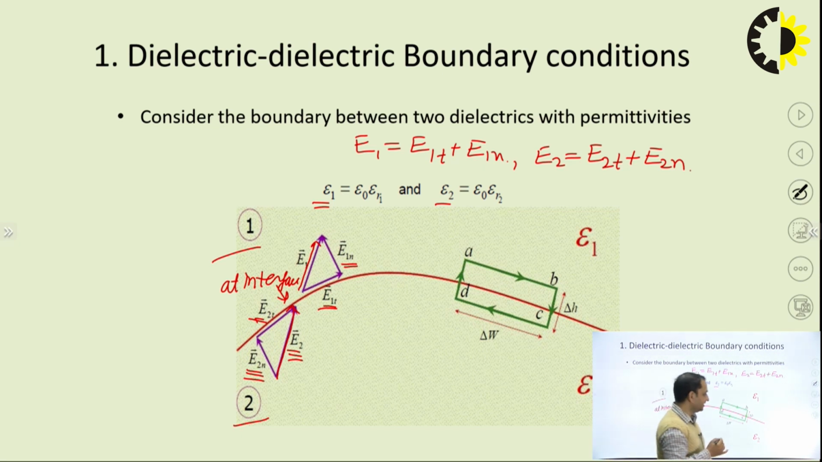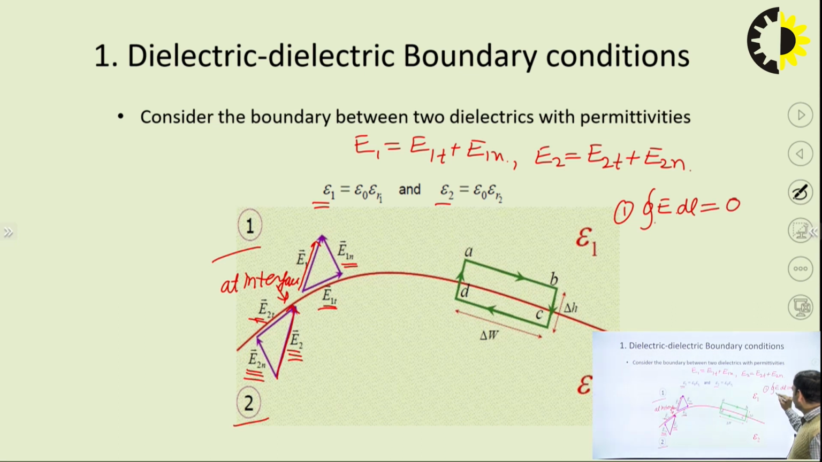Now, next, we want the boundary condition at the interface. What is the first equation we have? We have the closed path integral of E dot dl, which is equal to 0.